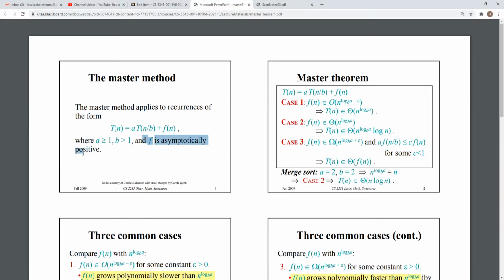It says that f is asymptotically positive. So what it's trying to get across is that f is not allowed to be a weird function. It has to be a function that continually grows as n grows. Just to give you an example of something that would not be so good. Swap back to DocCam.